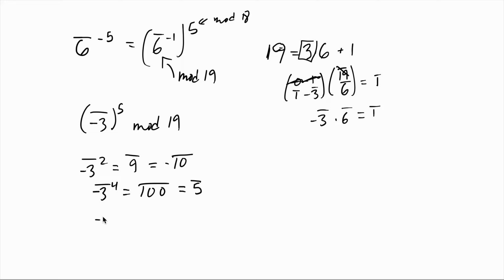And then we want -3 to the 5th, which is just going to be this 5 bar times -3 bar, which is going to be -15 bar. And we're working mod 19, which means we're going to end up getting 4 bar. So the original message from the sender was 4 bar.